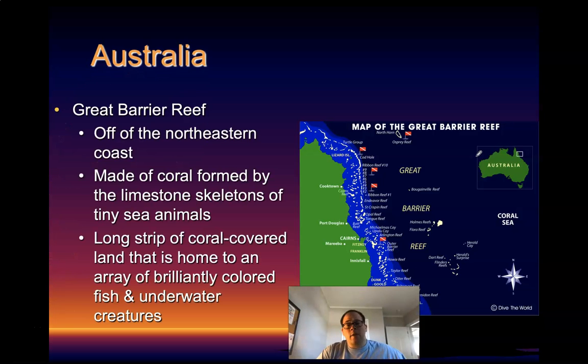So another thing that Australia is known for is the Great Barrier Reef. It's off the northeastern coast. It's made up of coral formed by the limestone skeletons of tiny sea animals. There's long strips of coral covered land that is home to an array of brilliantly colored fish and underwater life. And this is one of the things that people get upset with global warming about, is it's killing the Great Barrier Reef. The trash and all the pollution in the ocean is killing the reef, which sustains so much life in our oceans, and it's something that people are trying to protect.